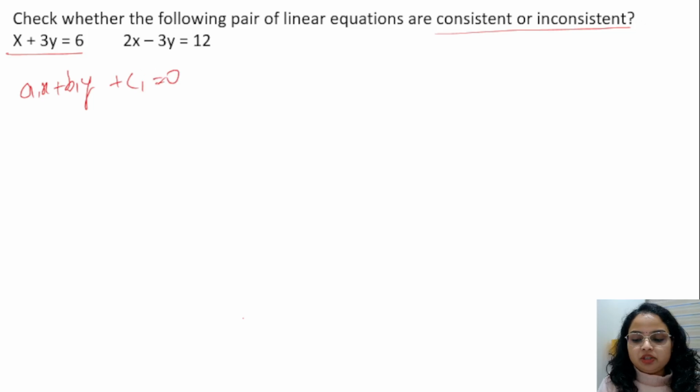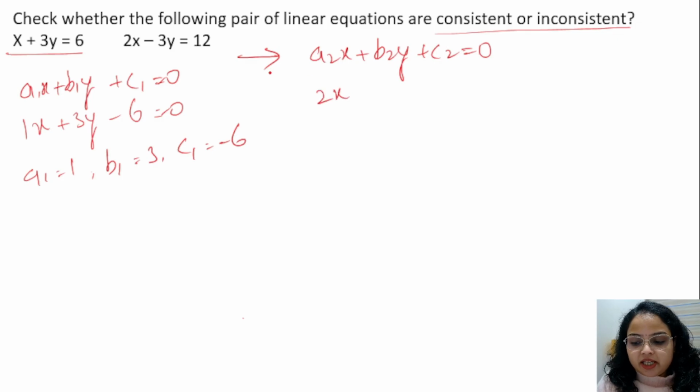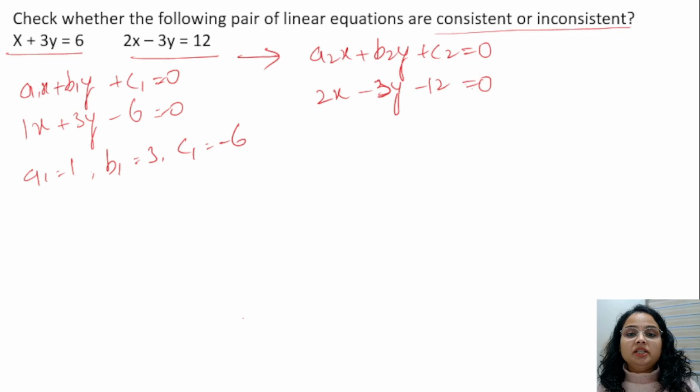Okay, here the constant term will be taken to the left side. So here the equation is 1x plus 3y minus 6 is equal to 0. Here a1 is 1 and b1 is 3 and c1 is minus 6. And the second equation is a2x plus b2y plus c2 is equal to 0. We will write this equation as 2x minus 3y minus 12 is equal to 0. Remember, the constant term should always come to the left side.